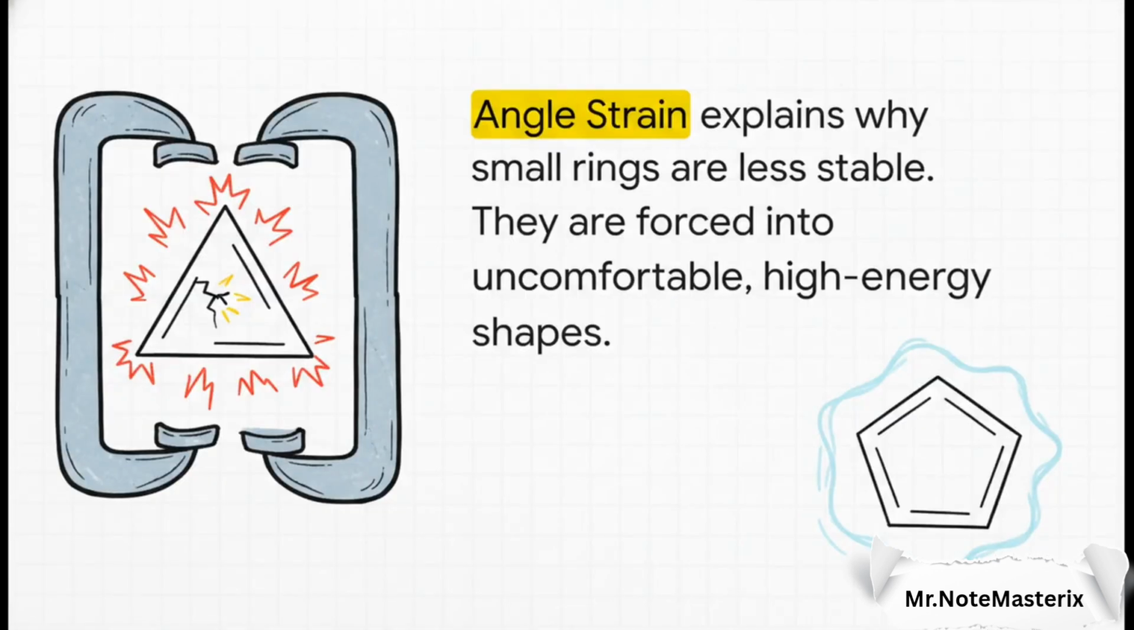And this angle strain, as it's called, has real-world consequences. It's not just some number on a chart. It makes these small rings, like cyclopropane and cyclobutane, way less stable and way more reactive than their straight-chain cousins. They are literally wound up with energy, ready to snap at the very first chance they get.